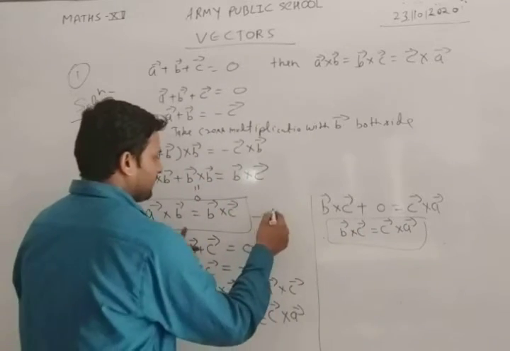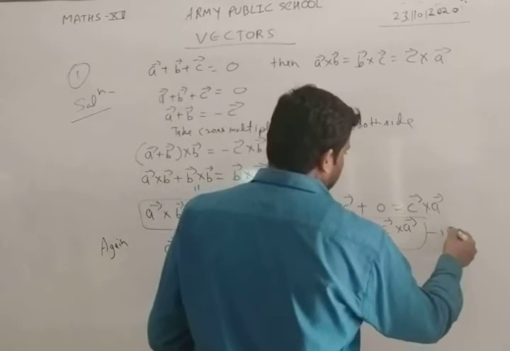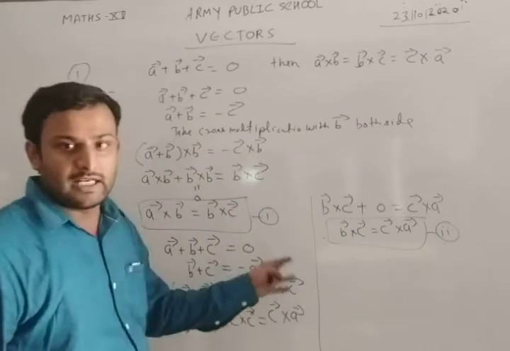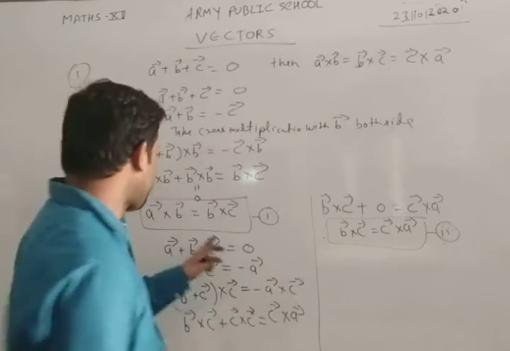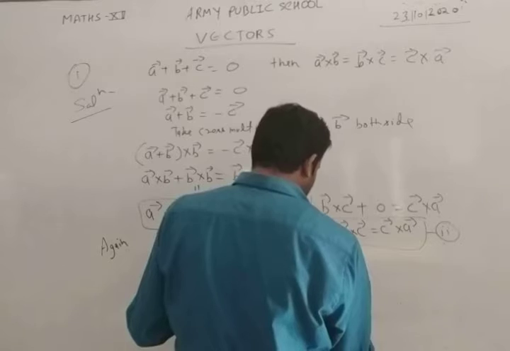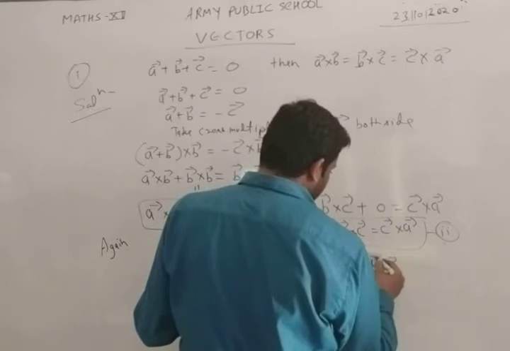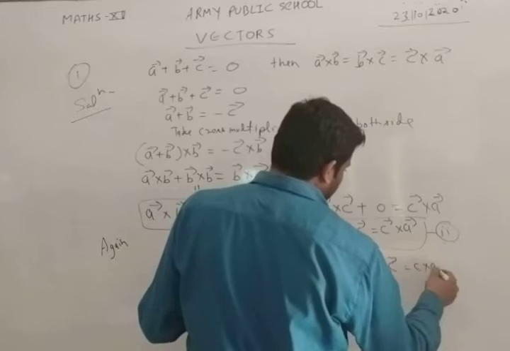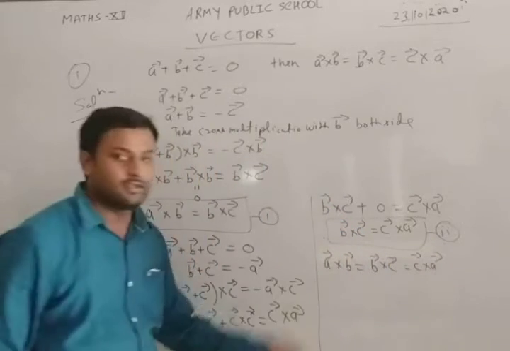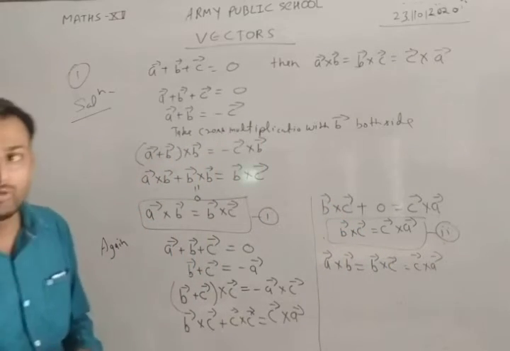Now look at first and second. From first and second we can say that a cross b is equal to b cross c is equal to c cross a. In this way we can prove that.